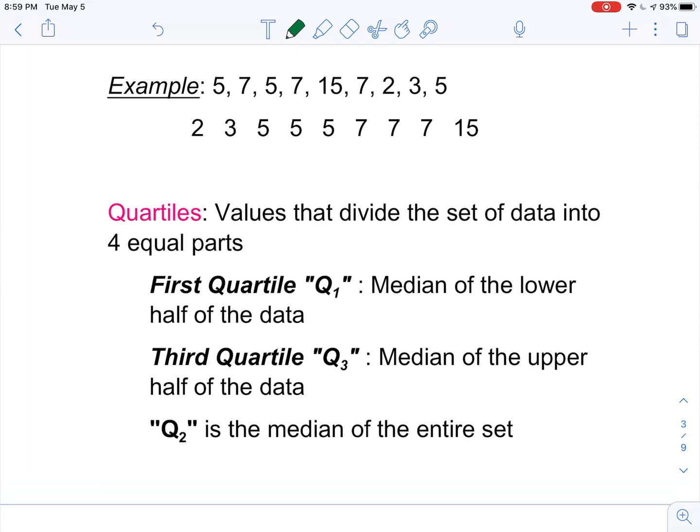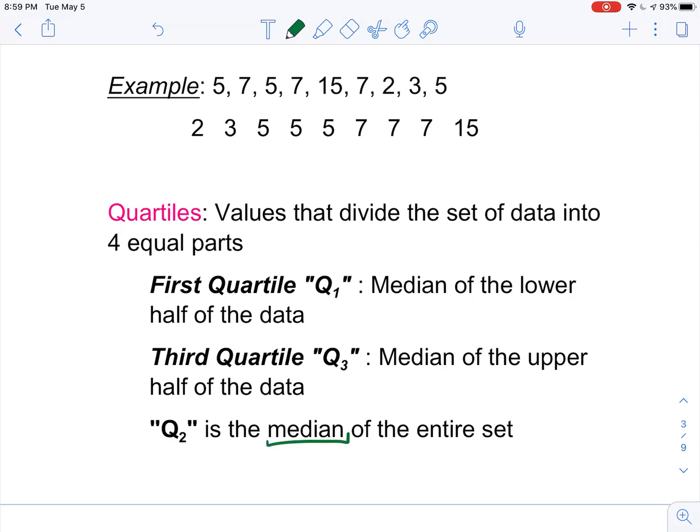Those are the numbers I expect you to be rather familiar with, but there are a few more calculations that we need to talk about for this data set. And that is something called quartiles. Think about quarters. There are 4 quarters in a dollar. So quartiles are values that divide the data set up into 4 equal parts. So our first quartile, Q1, is the median of the lower half of our data. The third quartile, also called Q3, is the median of the upper half of our data.